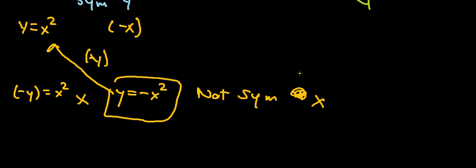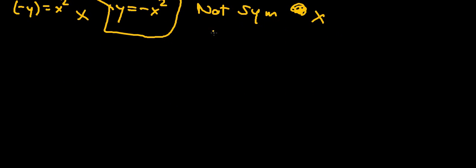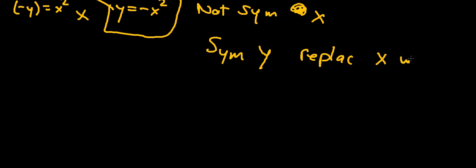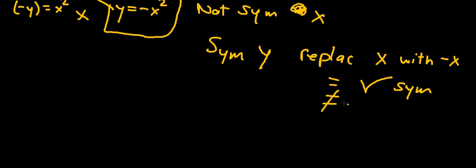And that's the other thing, you have to be very careful not to mix up the axes. Let me write this out real simple. So for symmetry with the y-axis, we replace x with minus x. And if they're equal, then it is symmetrical. And if they're not equal, if you do not get the same equation, then it is not symmetrical.